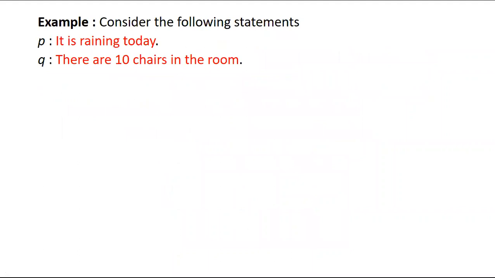Next, consider the following statements. P: it is raining today. Q: there are 10 chairs in the room. What is P and Q? How are we going to write the statement for P and Q? Can you tell me?